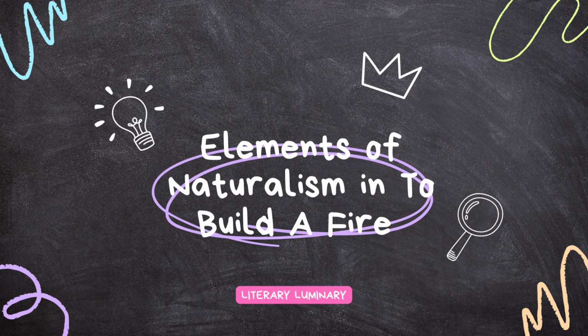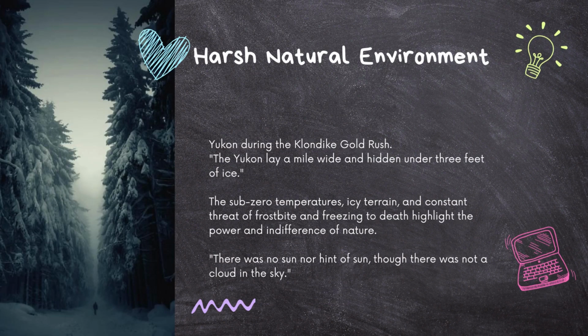Throughout our video, we will dissect the key elements of naturalism that are found in the story To Build a Fire. We will analyze the setting, the protagonist, existential plight, and recurring motifs that reflect the deterministic worldview of naturalist literature. So get ready. First is harsh natural environment.